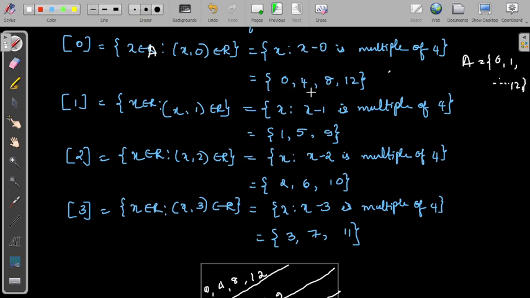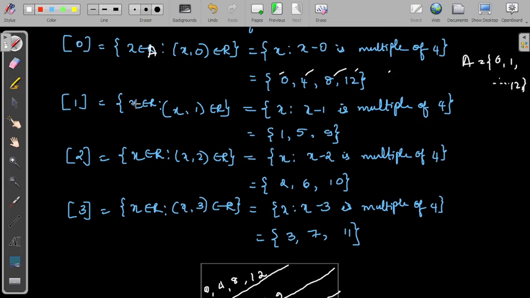4 is a multiple of 4, yes, that will come. Then 8 minus 0, 8 is a multiple of 4. 12 minus 0, 12 is a multiple of 4. These many elements will come in the equivalence class of 0. So the equivalence class of A always contains the element A. It is always non-empty because that particular element always belongs to the given equivalence class.